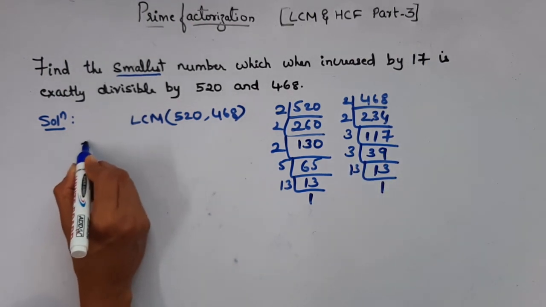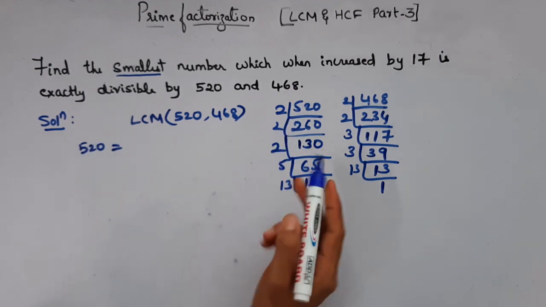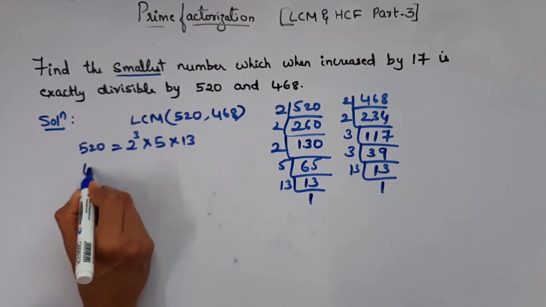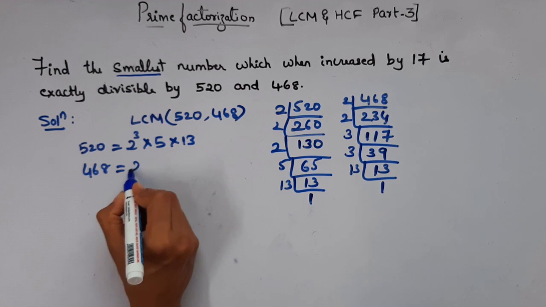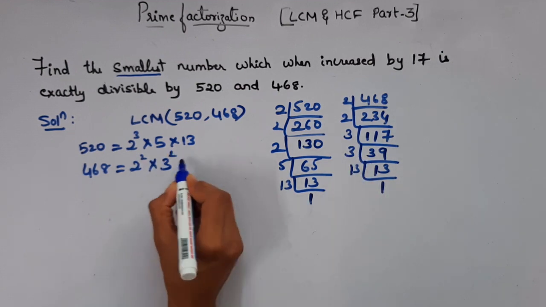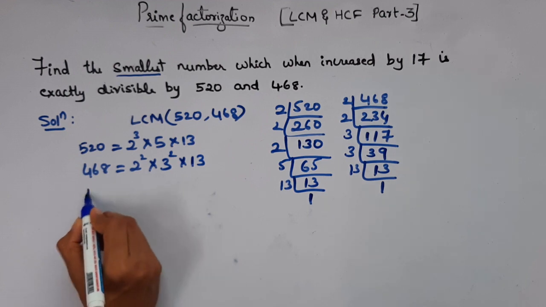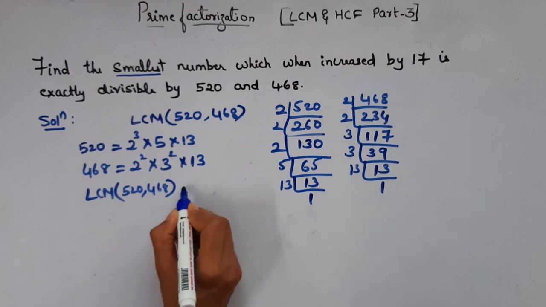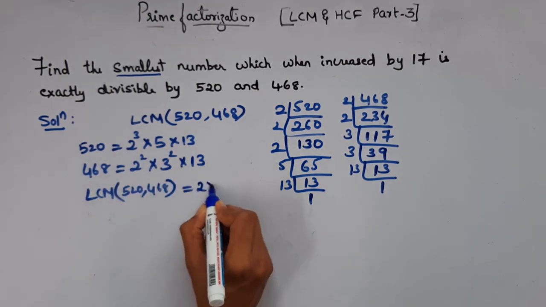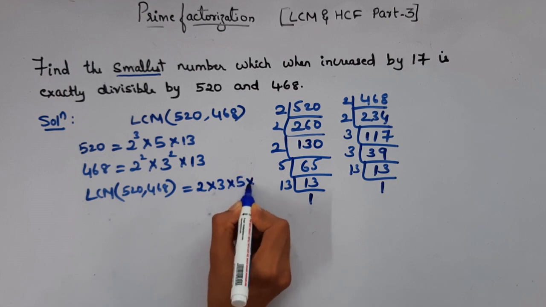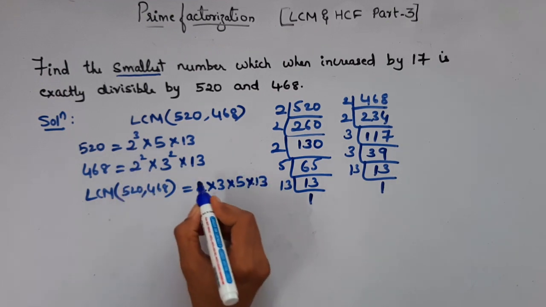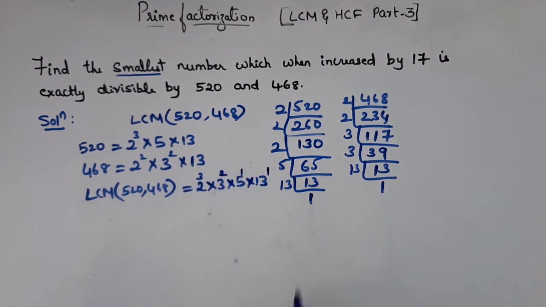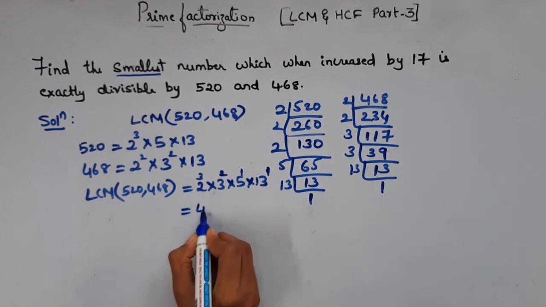So now let's write here. 520 can be written as 2 power 3 into 5 into 13, and 468 can be written as 2 power 2 into 3 power 2 into 13, right? So LCM of 520 and 468 is all the factors, that is 2, 3, 5 and 13. Taking the highest power, in case of 2, 3 is highest, in case of 3, 2 is highest, 5 is 1 and 13 is 1. So this will give you the value 4680.